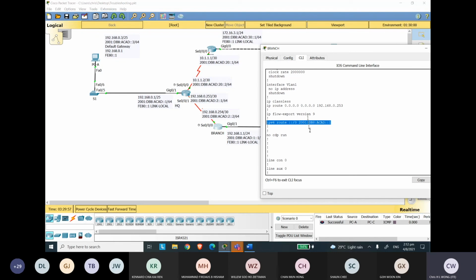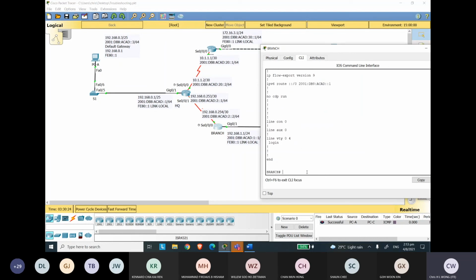So what do you do? What is your next step? How do you solve the problem? Can somebody tell me now? What do you need to do first? Go to config and then config interface. After that, we type no, and then type the command. Very good, Sean. Everybody copy this. Very good, Sean.